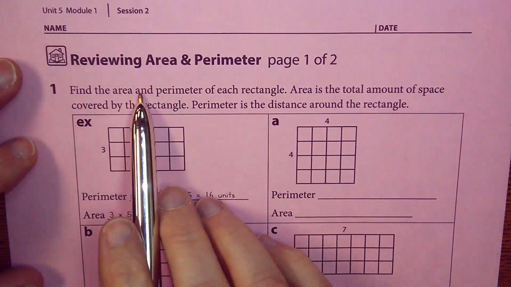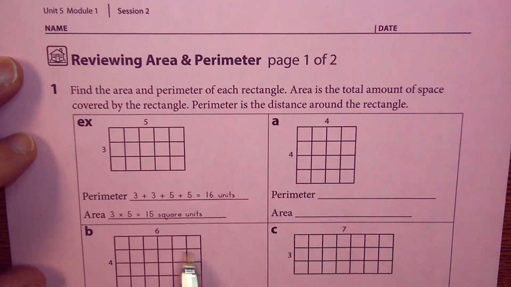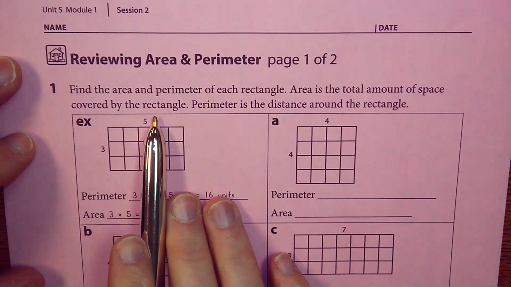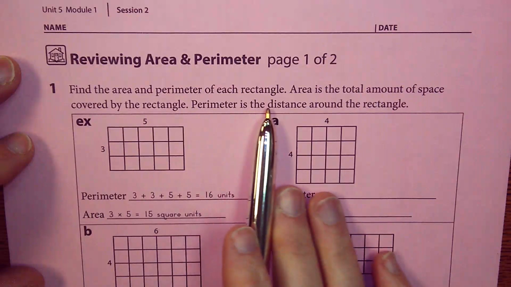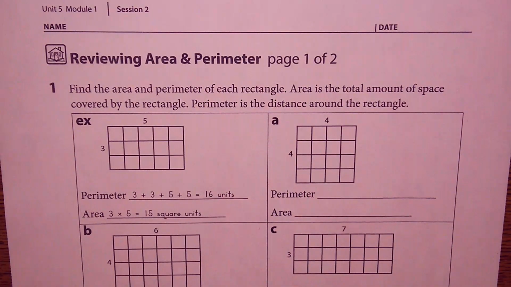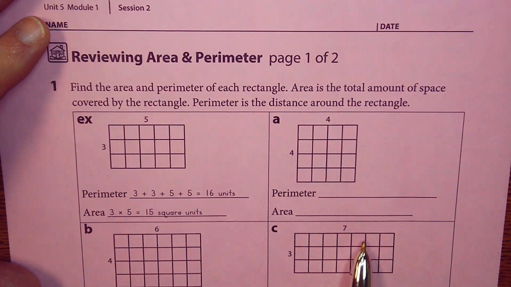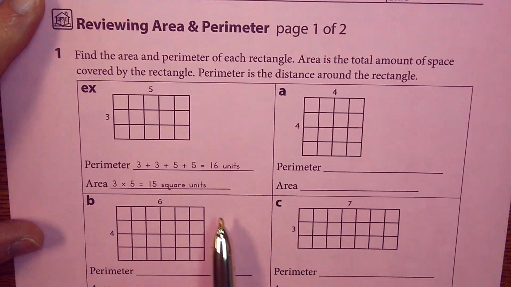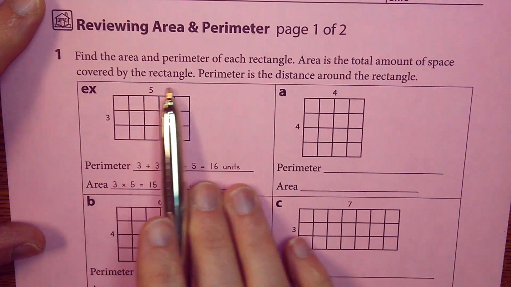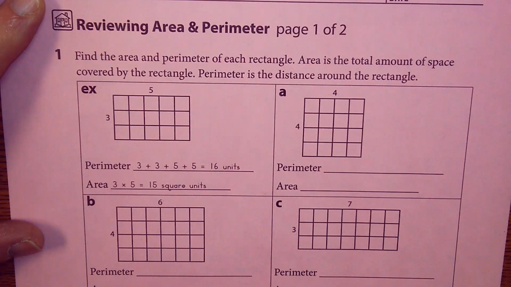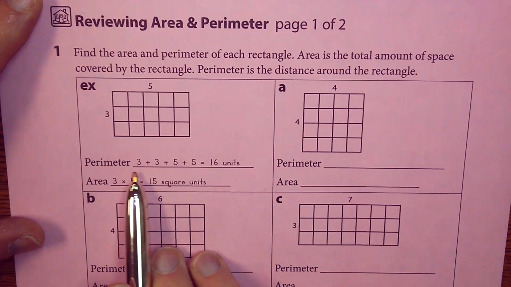So it says find the area and perimeter of each rectangle. Area is the total amount of space covered by the rectangle. Perimeter is the distance around the rectangle. Sometimes you can think of area like how many squares fit inside, because you can see these have all been divided into squares, whereas perimeter would be like if you were going to walk around the entire thing, what is that distance? Okay, so they did the first one for you.